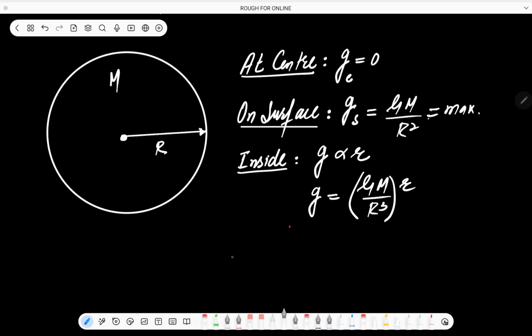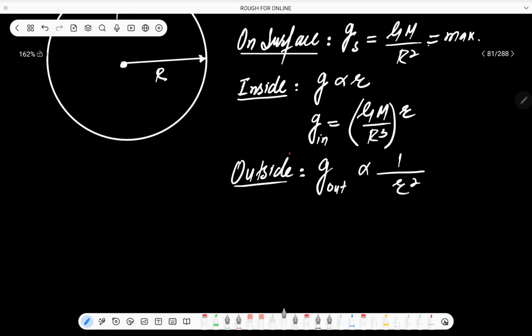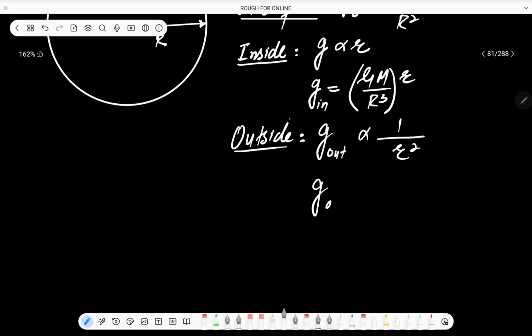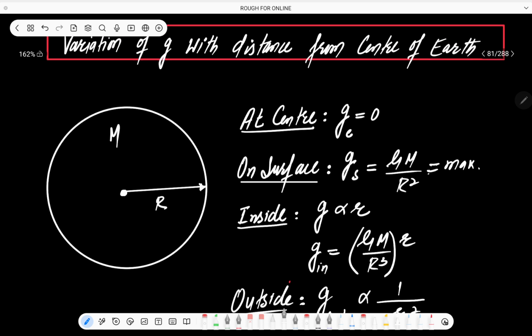And what will be the acceleration due to gravity outside the earth? You know that as we move away from the surface of earth, the acceleration due to gravity keeps on decreasing, which implies that the acceleration due to gravity outside, so this is inside, outside it is inversely proportional to r². So the acceleration due to gravity outside will be something like this. It will be GM divided by small r².